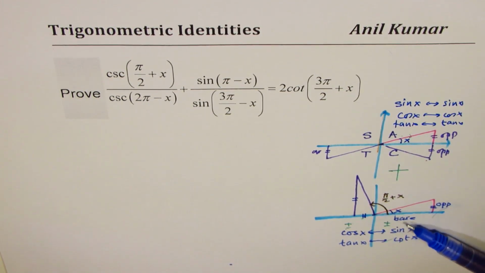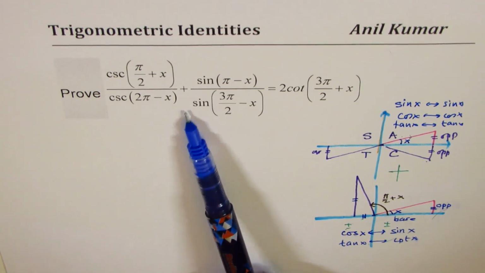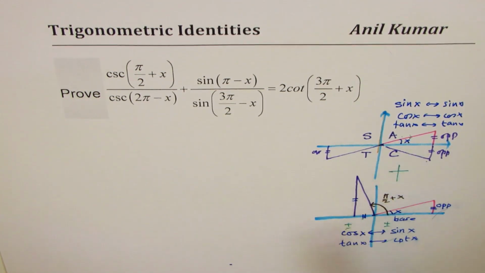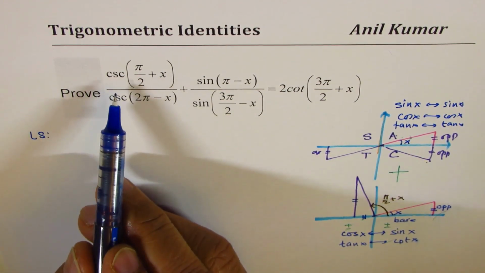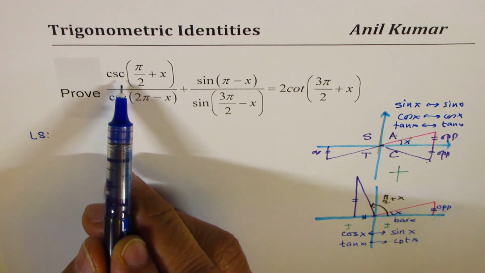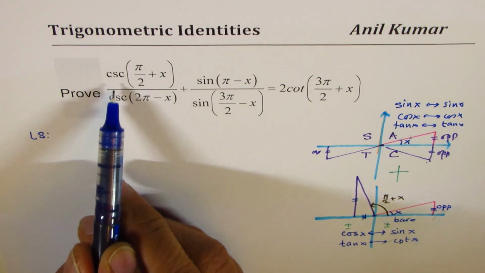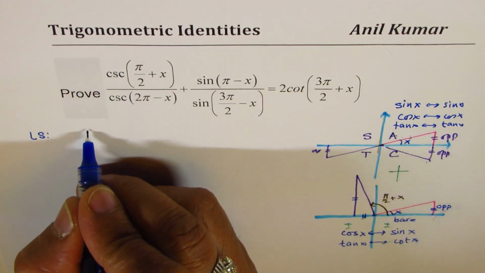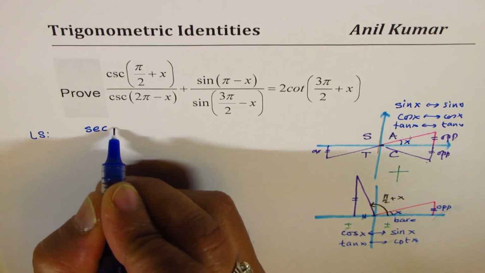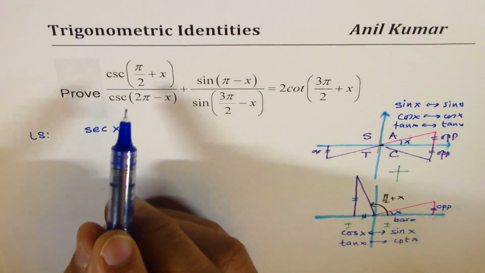With this in mind, I'm going to prove this identity, right? So you don't really have to remember many things, but the concept which I've shown you here is one of the most important. So let's begin with the left side. First expression here is cosecant pi by 2 plus x. So cosecant will change to secant. So let me write down this as secant x. You get an idea, secant x.